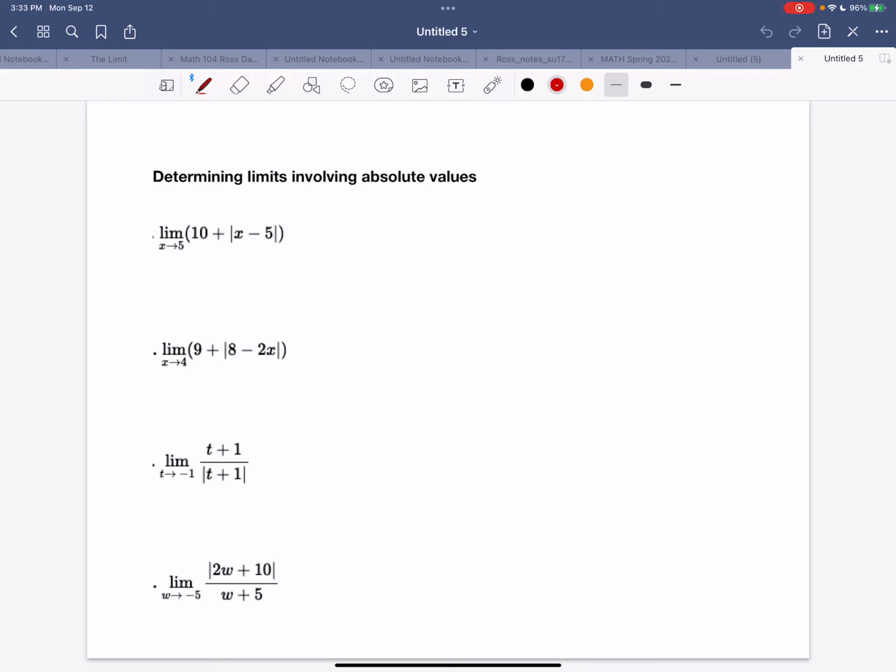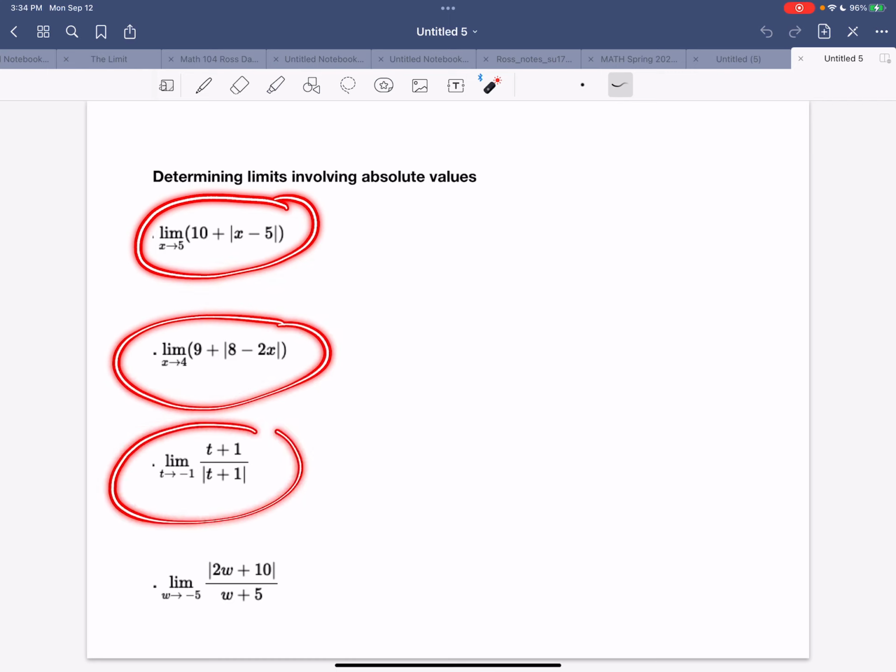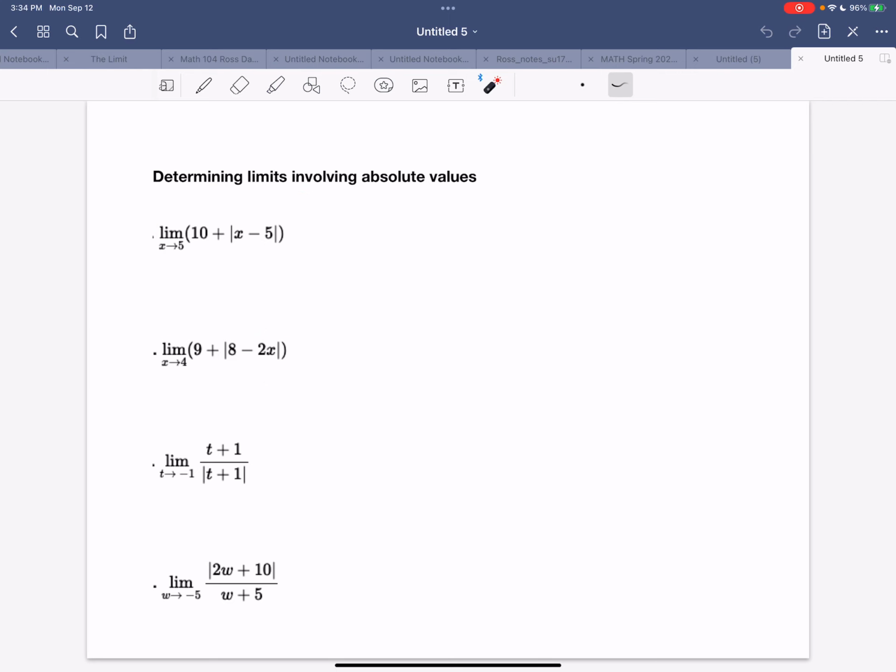Okay, welcome to this video. I'm doing this video to look at how to solve or how to determine limits that involve absolute values. So I've chosen some limits to go over here. I have 4 examples that I'd like to review.